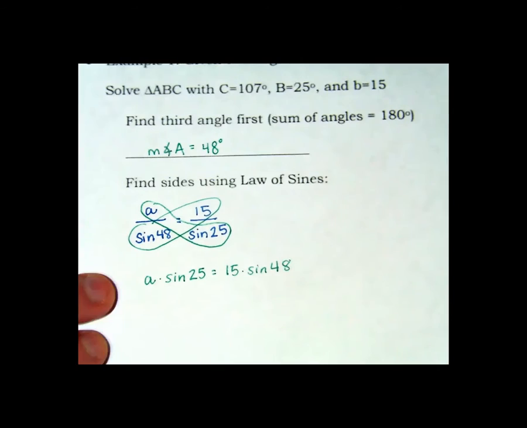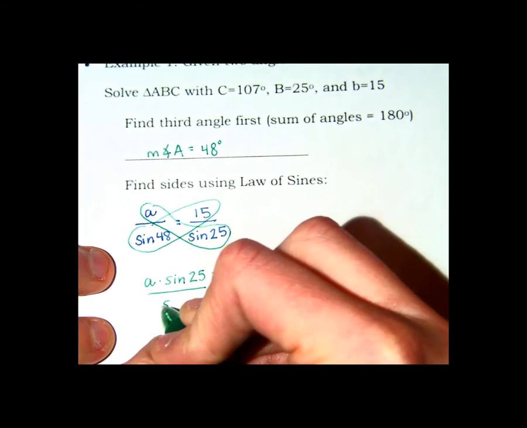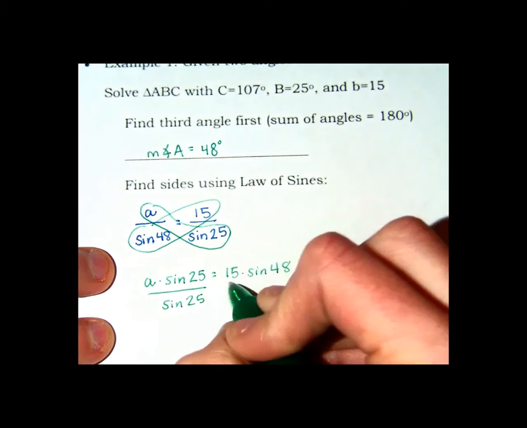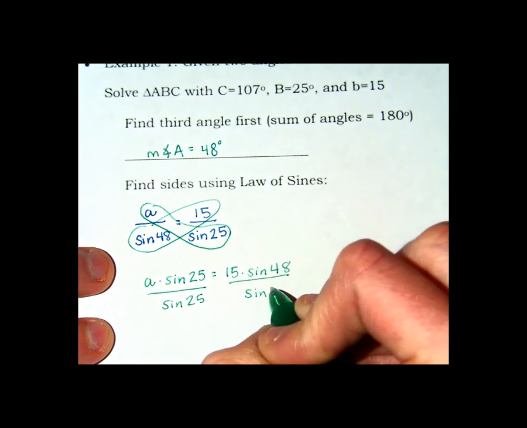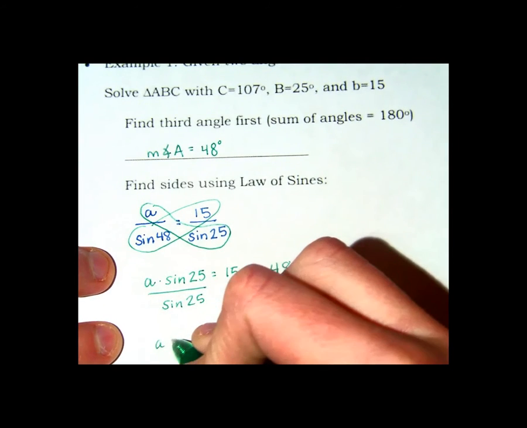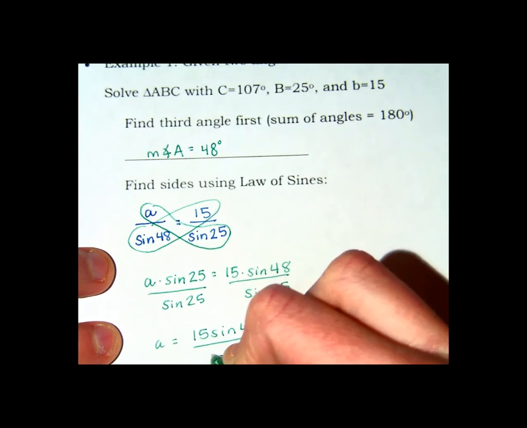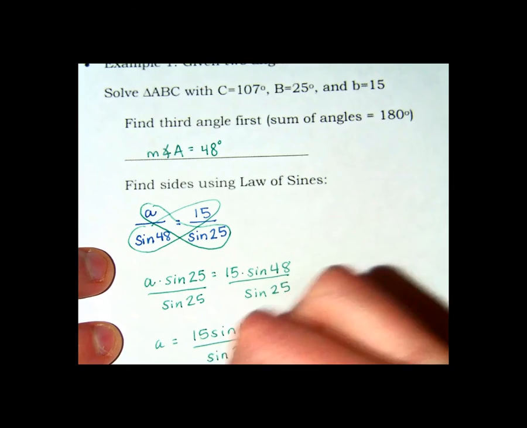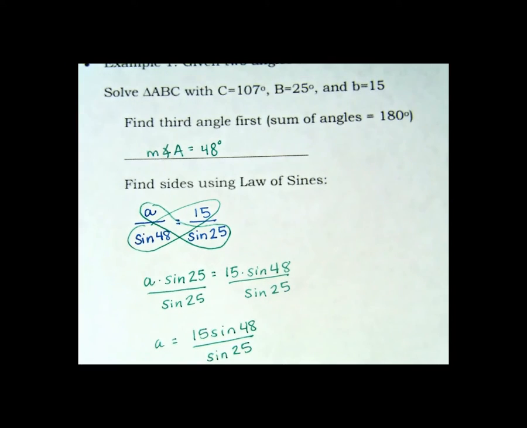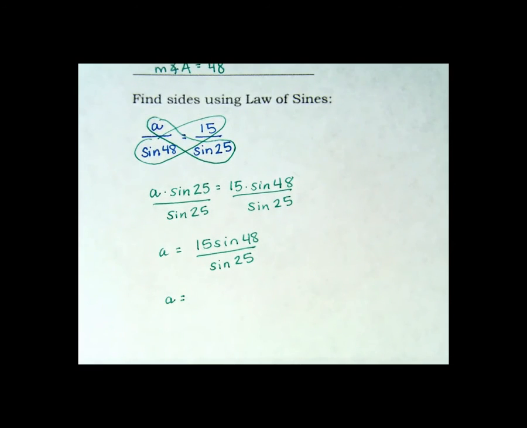You do not need to type anything in until you get A by itself. Divide by the sine of 25. So A equals 15 sine of 48 divided by sine of 25. Type that in, get A to the nearest 10,000th, which is 4 decimal places. Make sure it's in degree mode.